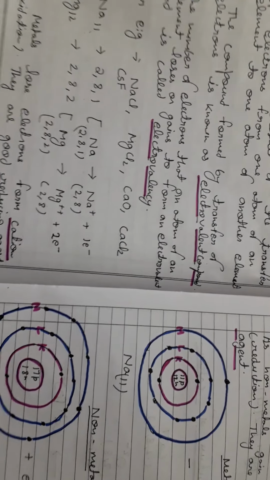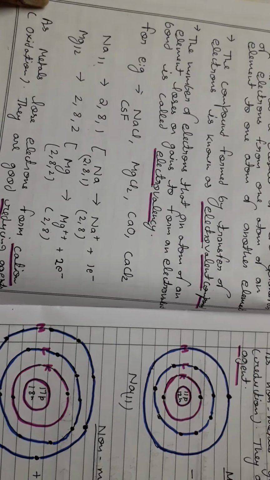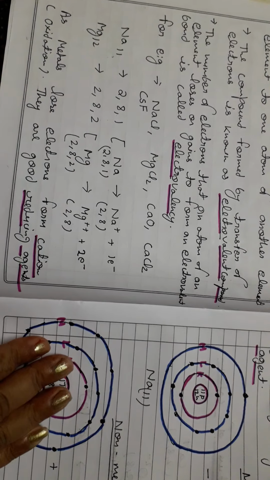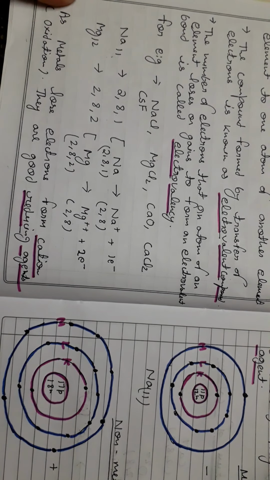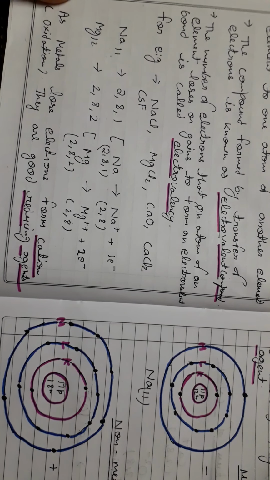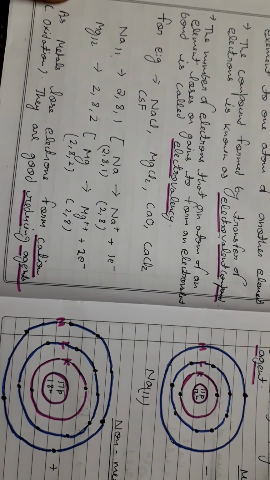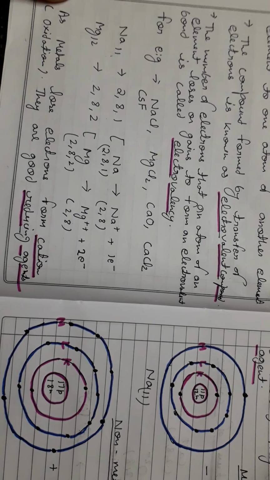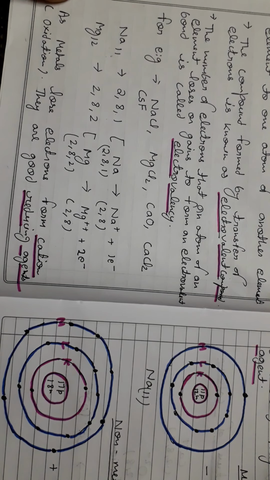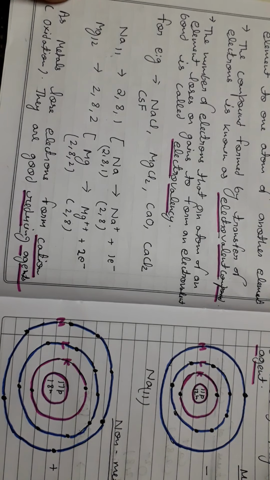Now as you know, metals lose electrons and form cations. As metals have 1, 2 or 3 electrons in their outermost shell, they can easily lose electrons and form cations. This process, the losing of electrons, is called oxidation. They are good reducing agents, because the substance which is oxidized is a good reducing agent.